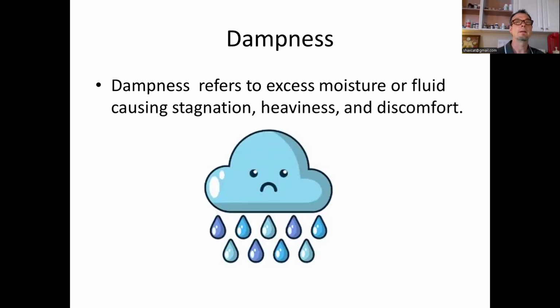So, dampness. It's funny, the last part of this lecture is all about dampness and phlegm, and it seems like it goes on and on and on, and it feels like this damp stuff that slows you down. But anyway, dampness refers to excess moisture or fluid causing stagnation, heaviness, and discomfort. We've talked about this before, where this fluid will make your limbs feel heavy, make people feel lethargic, make their mental processes seem a little lethargic.